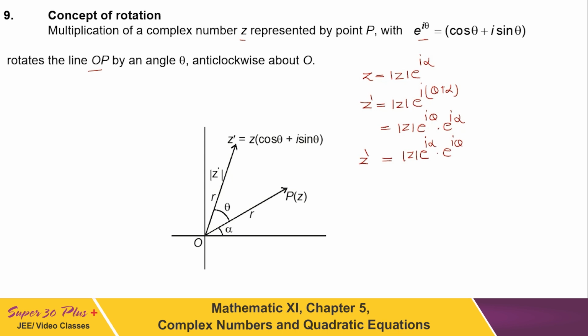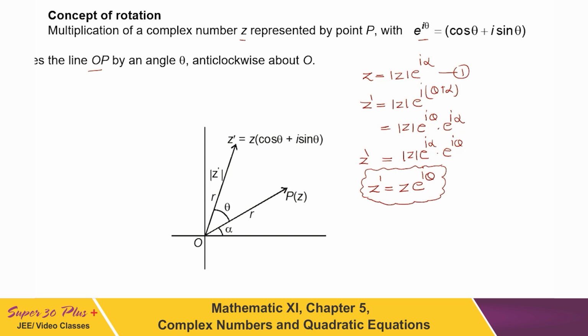As we know, z is equal to mod z e to the power iota alpha. From equation number one, we are going to substitute the value of z here. Then z dash is equal to z e to the power iota theta. This is the rotation theorem, or we can say it is the basis of the rotation theorem. It means any complex number z dash can be obtained by multiplying a given complex number by the rotating factor e to the power iota theta. What is the meaning of this?